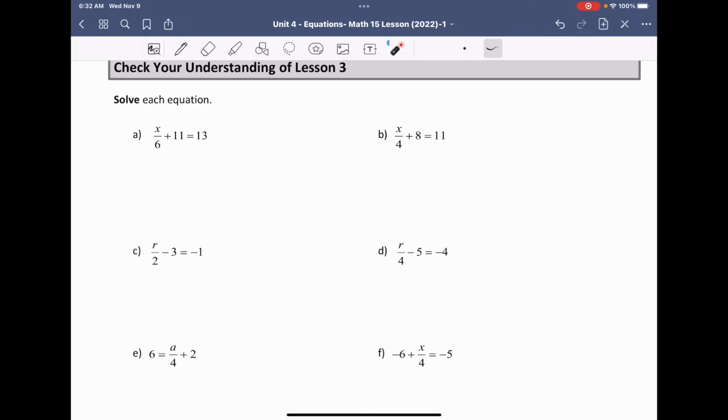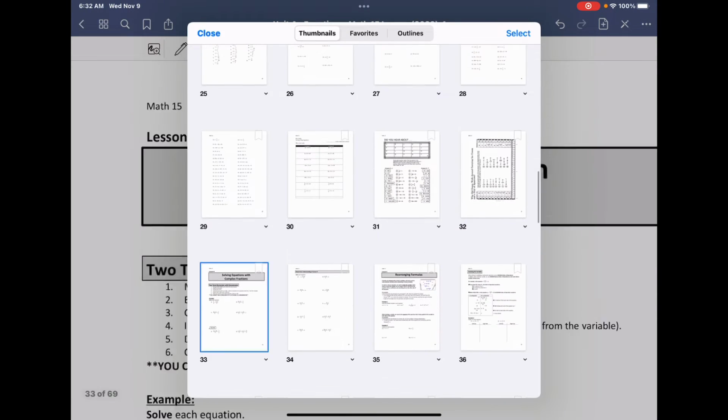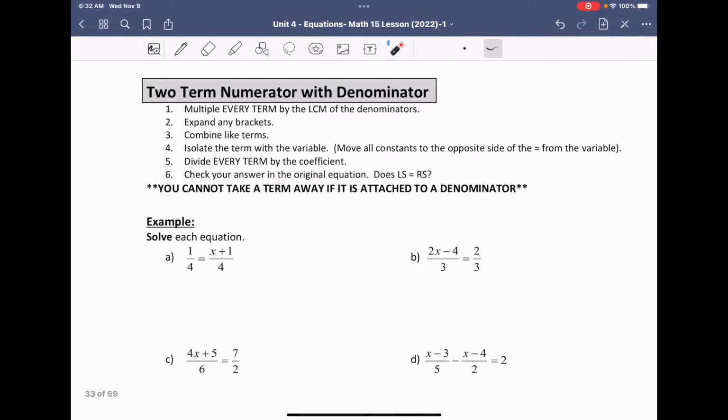Now, the nice thing is the approach is actually the same thing. If we go back to our lesson 4 here, the approach to solve these is identical. We're going to take every term and multiply it by an LCM of the denominators. We're going to expand the brackets, combine like terms, isolate the term with the variable, and then divide every term by the multiple on that coefficient. So let's see how this works in a couple examples here.